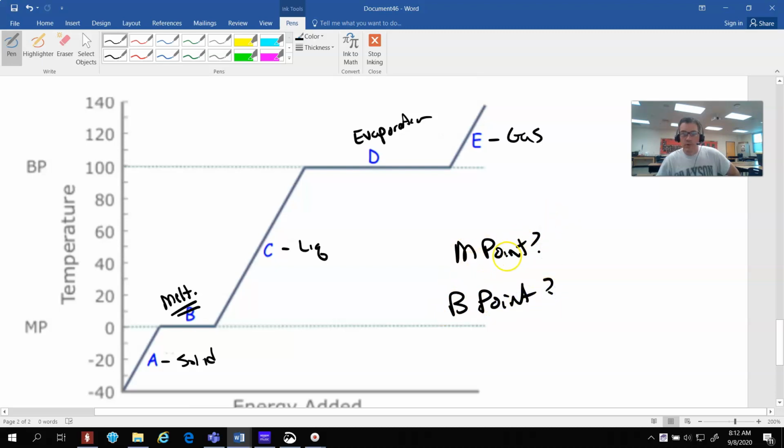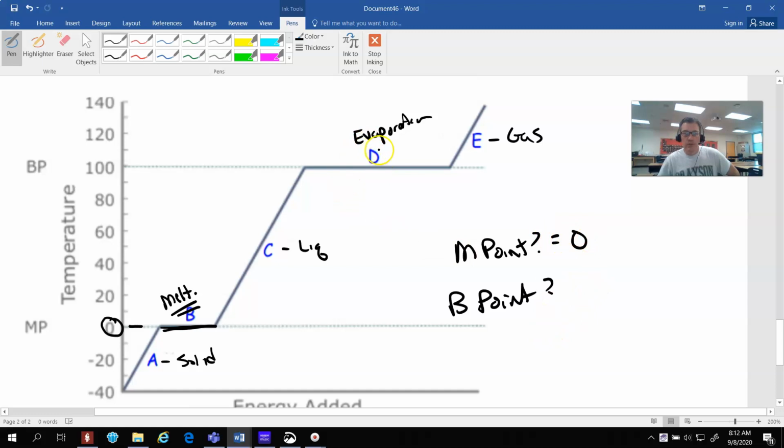Because the melting point is the temperature at which it melts, the boiling point is the temperature at which it boils. And let's think about this. This flat line is when it is melting, so for us to figure out the melting point, we just need to go to this side and look at the number where that is happening. So the melting point in this is 0.